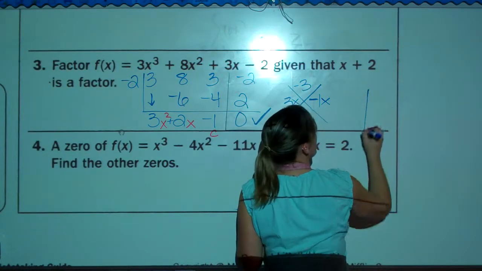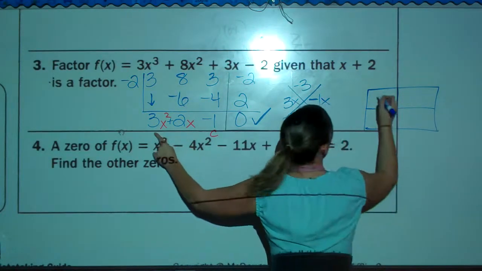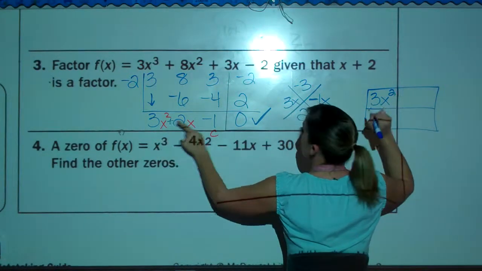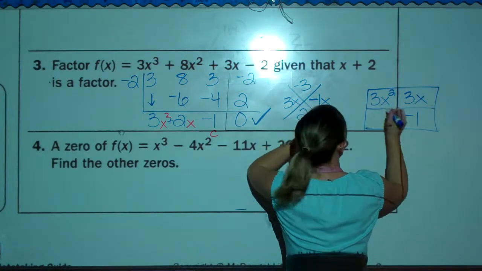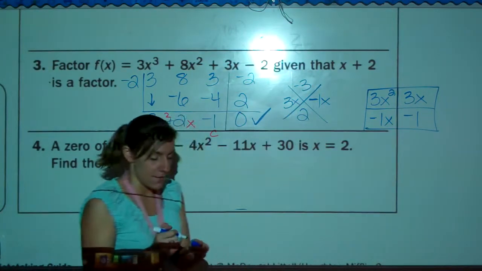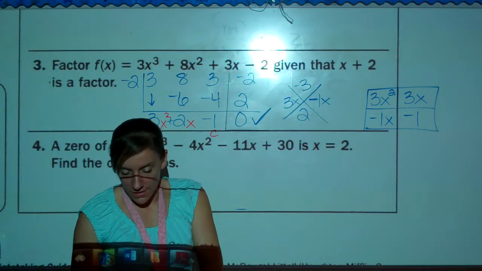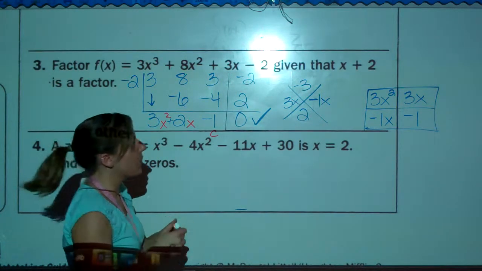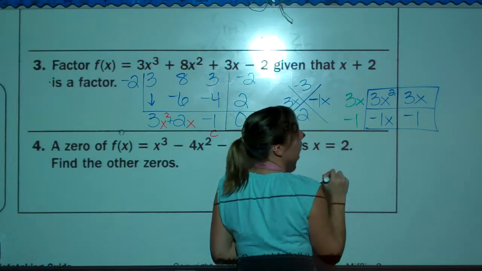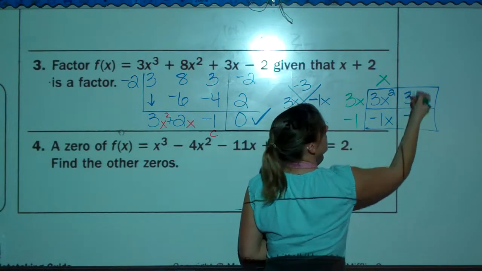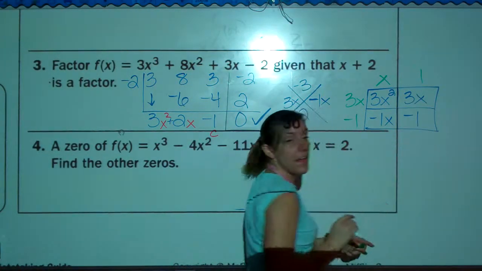So now, when we make our box, okay, the beginning of the trinomial is 3x squared. The end of the trinomial is negative 1. And now we have 3x and negative 1x in the box to factor. So now we just pull out the GCFs. That's a 3x and that's a negative 1. Now let's go this way. That's an x and a positive 1. Let's just check ourselves. Okay, they all check.